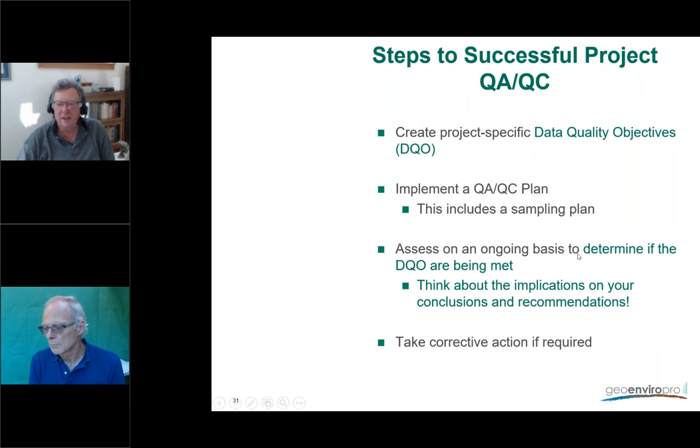Implement the plan and assess on an ongoing basis to make sure you're meeting your objectives. But think about the implications of your QA/QC results on your conclusions and recommendations. It's not just a matter of comparing numbers to standards and you're done. We have to think about this data, particularly for some parameters where we're near what we'll call a decision-making unit, such as a standard.